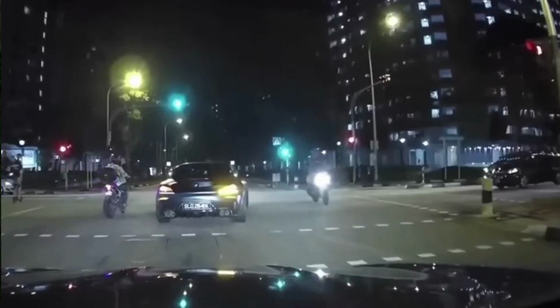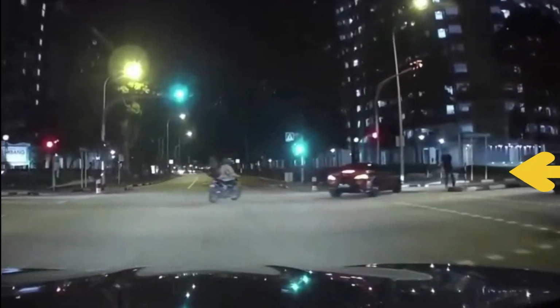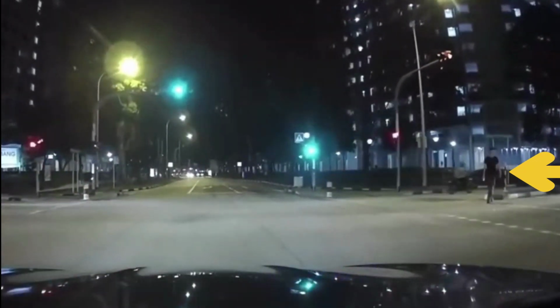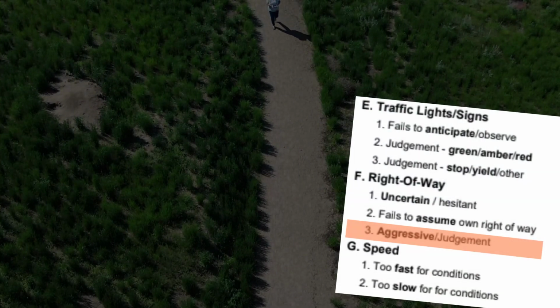Number 3 here, aggressive or your judgment. If a pedestrian is going across, you need them to clear the intersection. If you're narrowly missing them after they go around the turn, you're going to get marked on that. That's your aggressive.